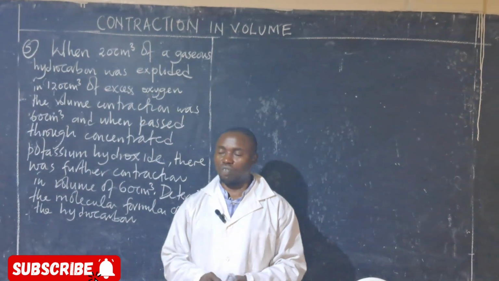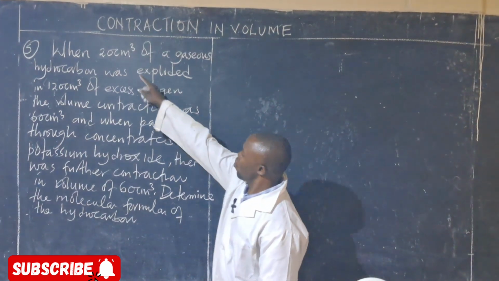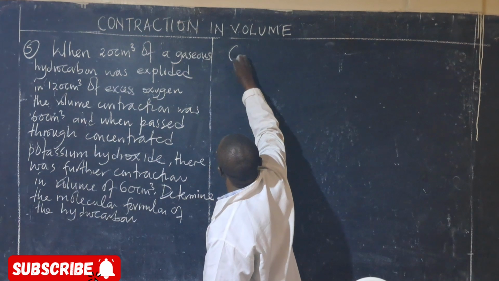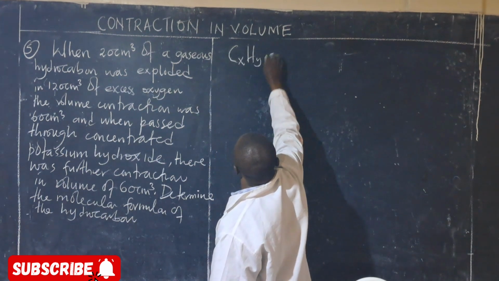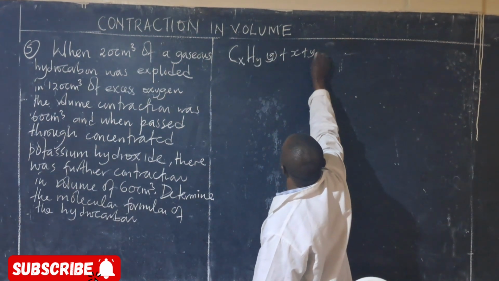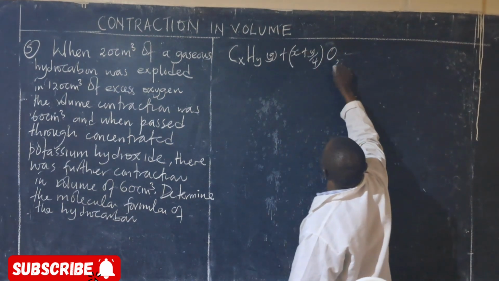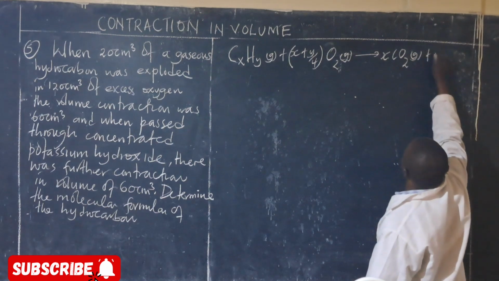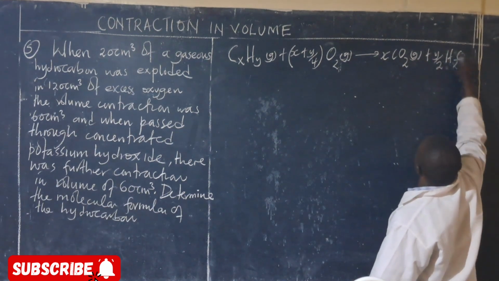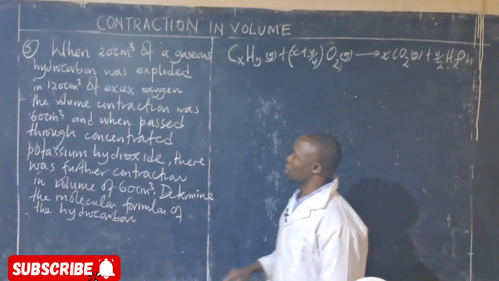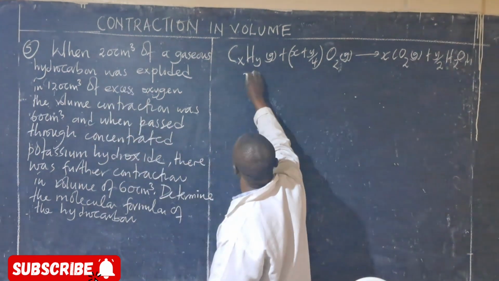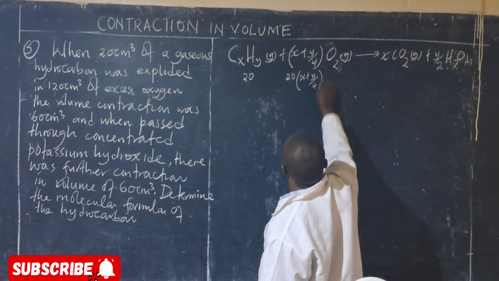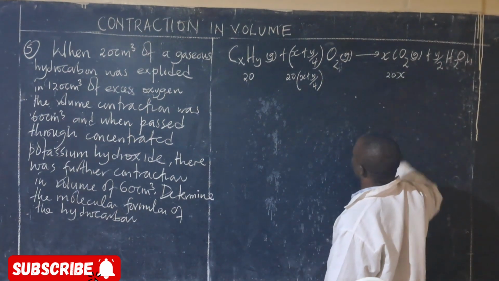Let us look at question 5. When 20 cubic centimeters of a gaseous hydrocarbon, so that one I'll go back to this formula, plus this, giving us this, plus this liquid. So the introduced volume is 20. So reacted is 20 into x plus y out of 4, and the produced is 20x here.